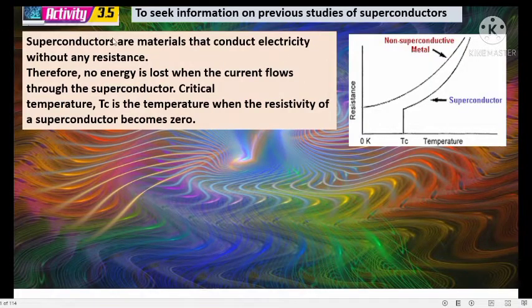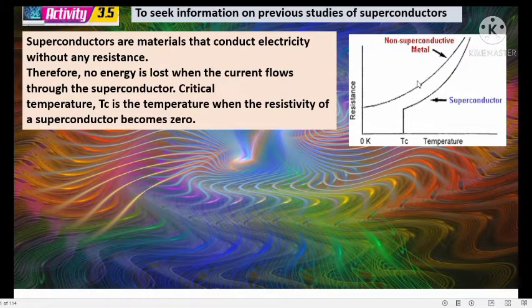Okay, next is about superconductors. We want to discuss more on superconductors. Superconductors are materials that conduct electricity without any resistance. Therefore, no energy is lost when current flows through a superconductor. Critical temperature, Tc, is the temperature when the resistivity of a superconductor becomes zero.